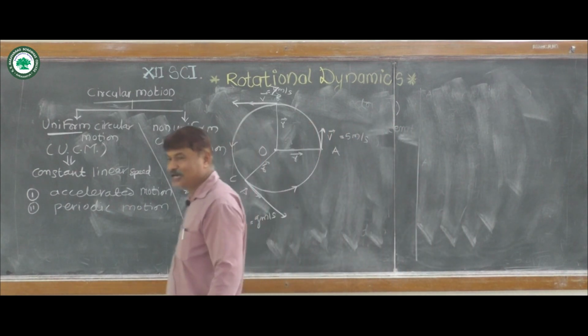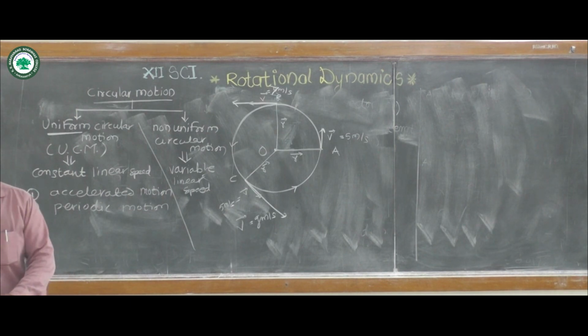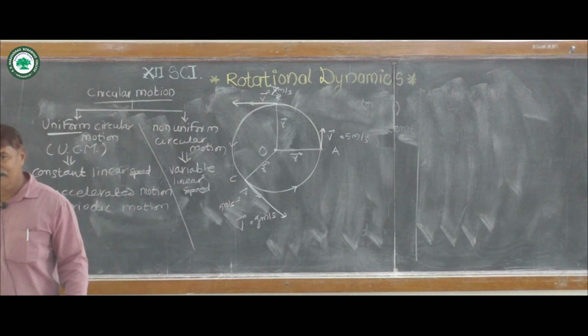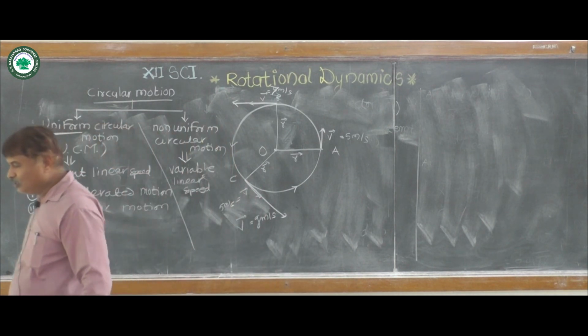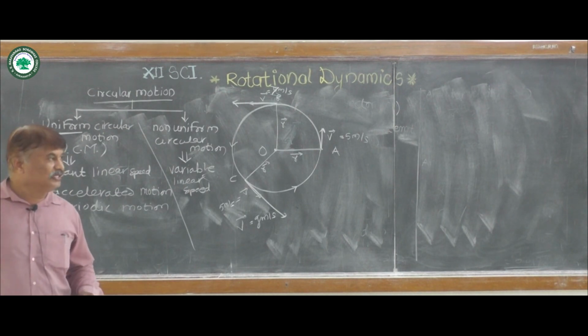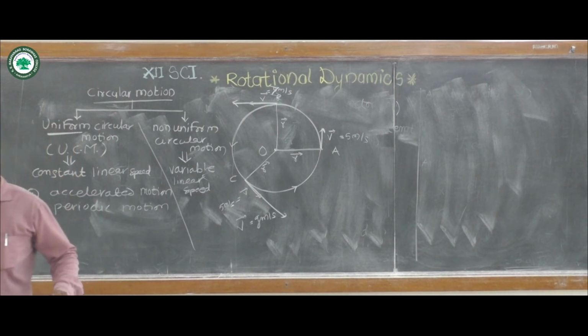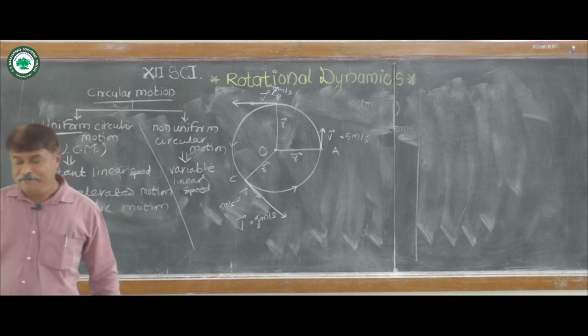Now we have to study some characteristics of non-uniform circular motion. As we know, in case of non-uniform circular motion, the speed of the particle continuously goes on changing. Also the direction of velocity is continuously changing. Therefore it is accelerated motion. During the non-uniform circular motion, there is centripetal force and tangential force acting on the body.